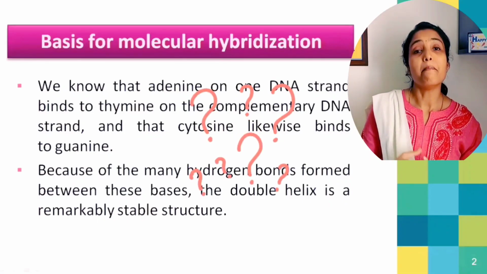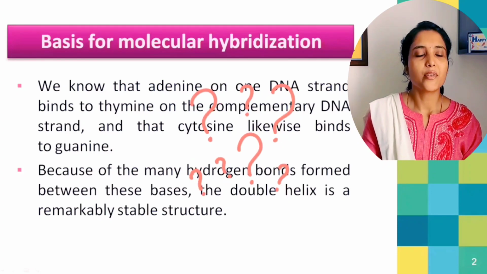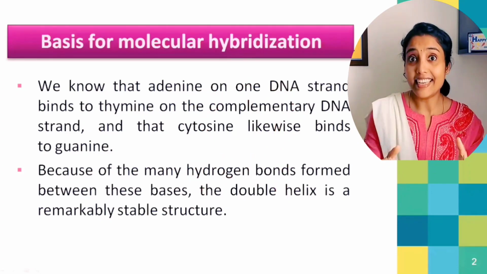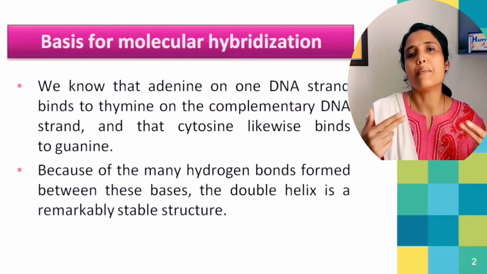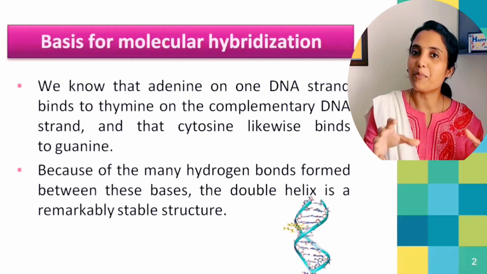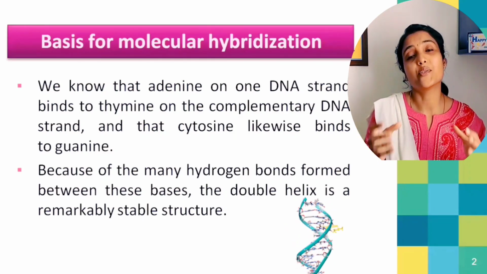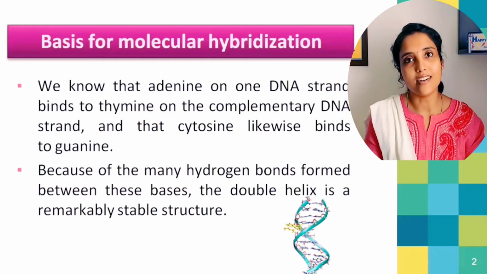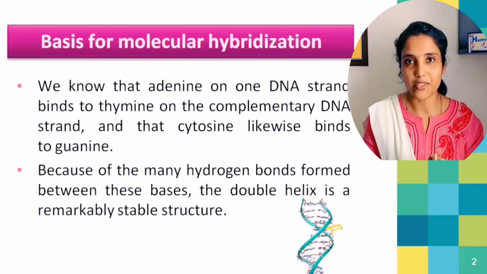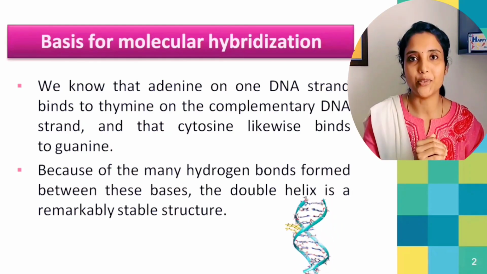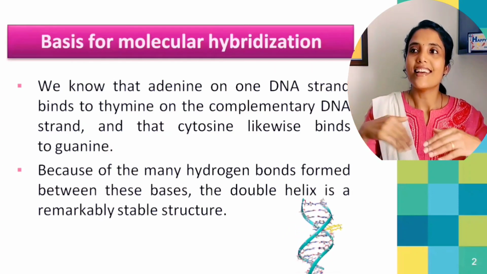So what is the basis for molecular hybridization? We all know the DNA strand, right? What is the structure of DNA? It's a double helical structure. Basically, it is composed of nucleotides. A nucleotide has one nitrogenous base, a sugar and a phosphate group, right? Those three together form one single nucleotide. Like that, many nucleotides join together.